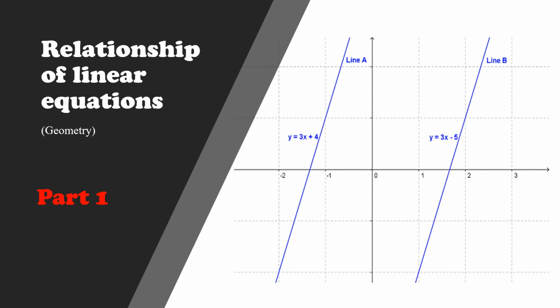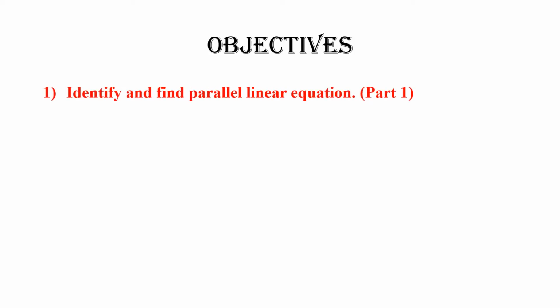Today will be part one of three videos, where we will look at the relationship of linear equations. There are three specific relationships that we're going to look at, and thus the three parts: part 1, part 2 and part 3. So, objective. Today we will cover the first type of relationship, which is identifying and finding when a linear equation is parallel. How can we tell that a linear equation is parallel, or how can we determine if two linear equations are parallel, whether from the formula or from a graphical standpoint?